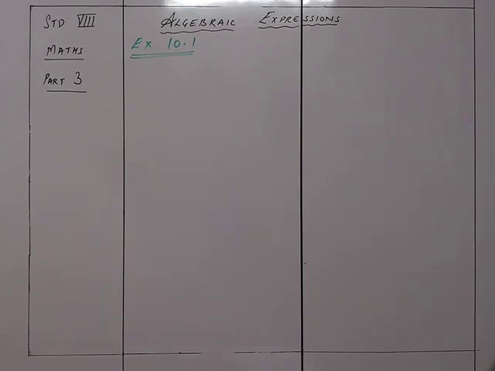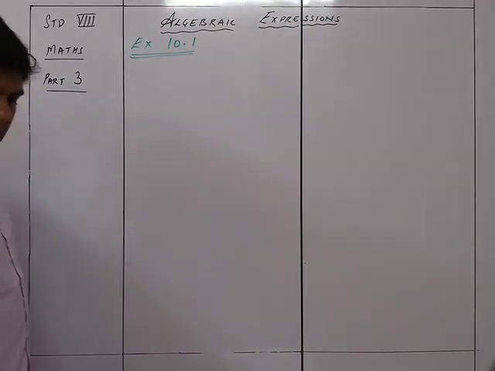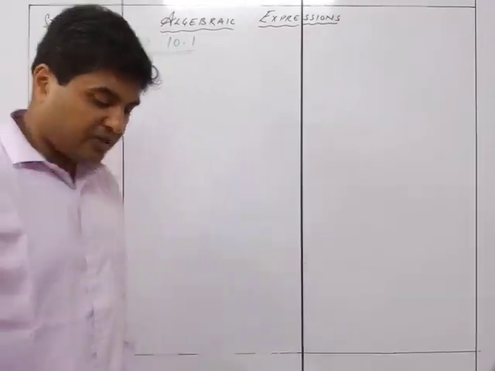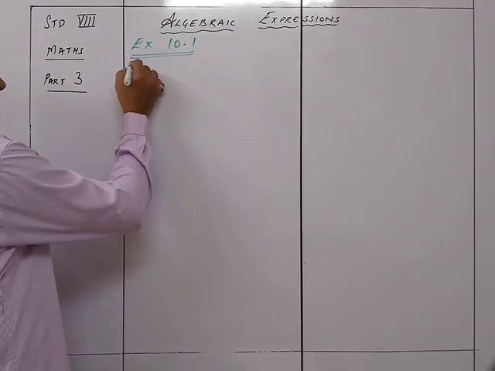Okay, now we continue with exercise 10.1. We had done till sum number 3, that was about addition. Now we see about subtraction. So we see the first and the third sum of the fourth question.